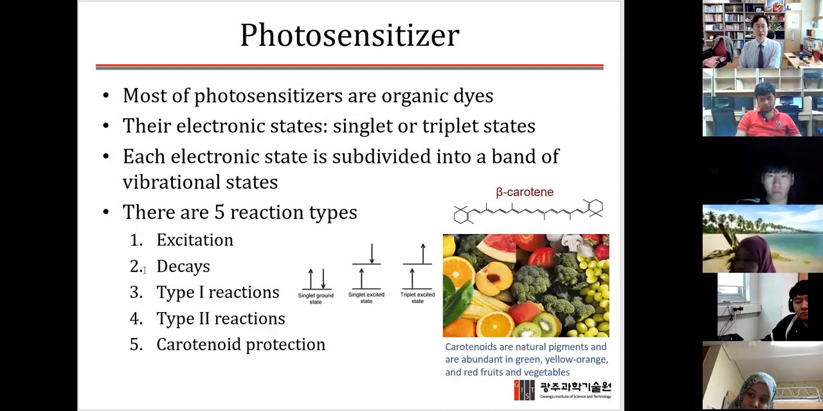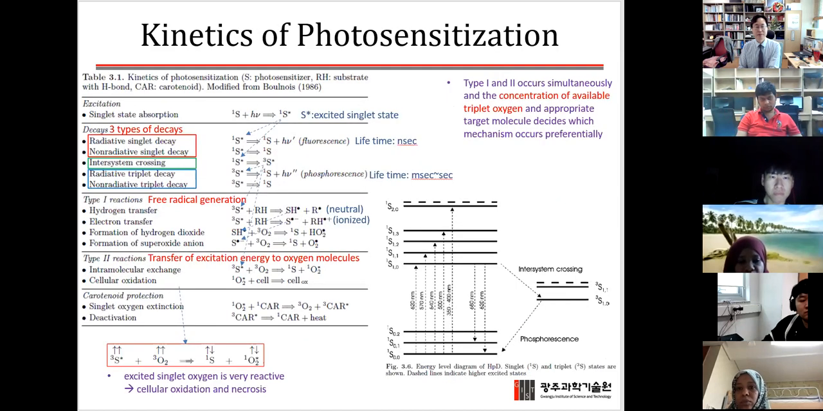So the photosensitizer is mostly an organic dye, and there are 5 steps that happen. As I mentioned, this table is going to be the most important part for photodynamic therapy. The first step is the excitation process.